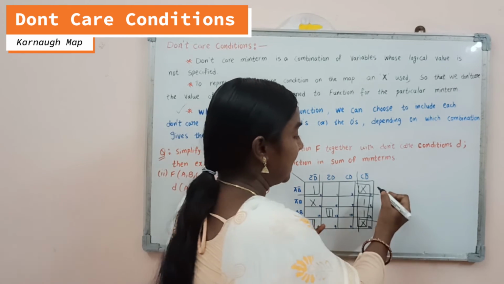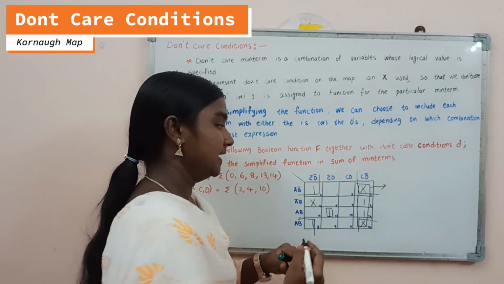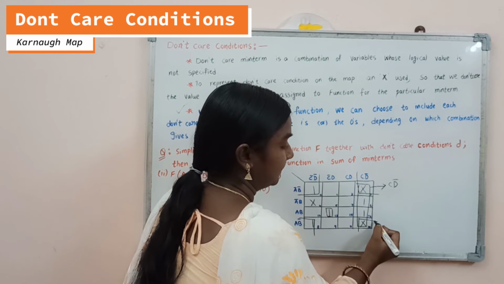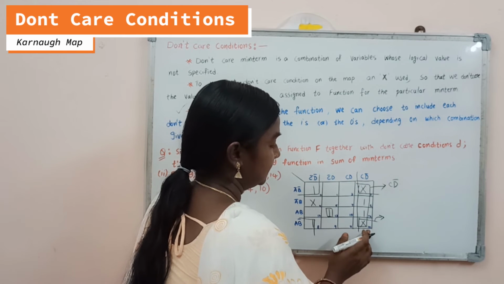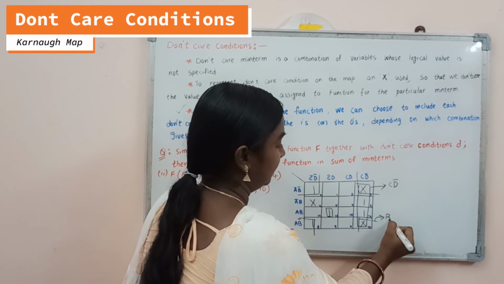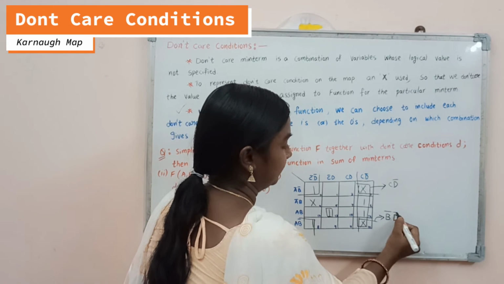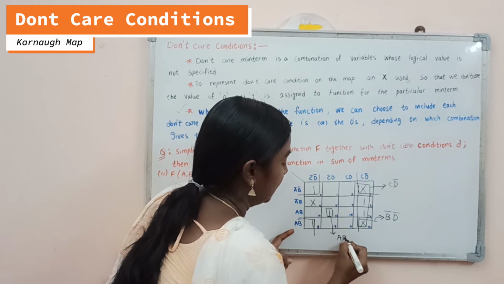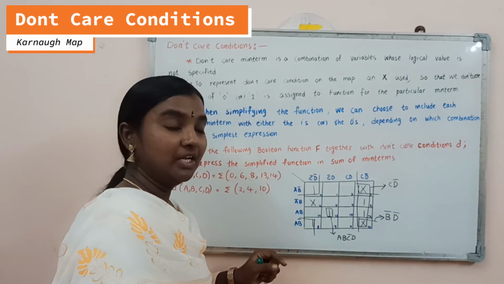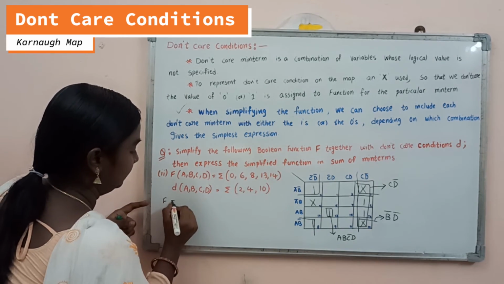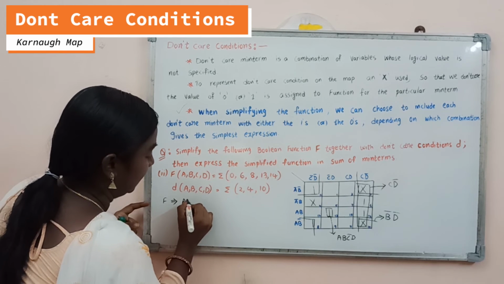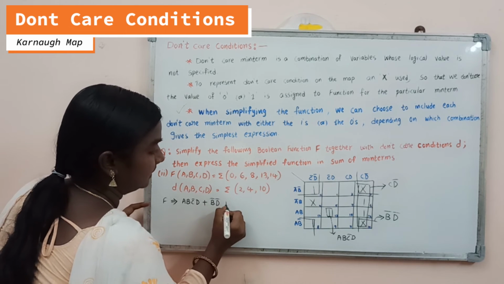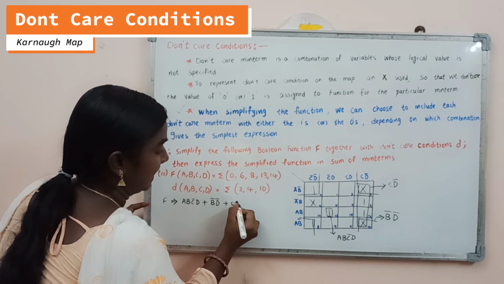So the prime implicants for these groups we can write here. The 4 ones we considered as a group is C D bar, and the corner cells group can be written as B bar D bar, and for this single cell the prime implicant is A B C bar D. Now the simplified function can be written as A B C bar D plus B bar D bar plus C D bar.